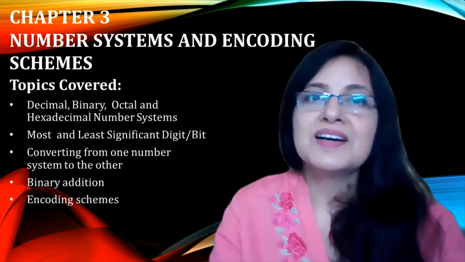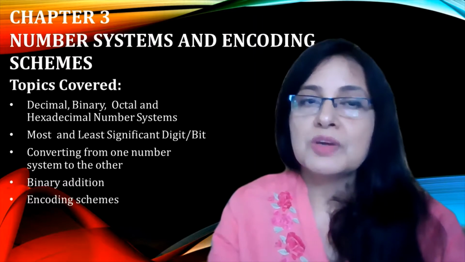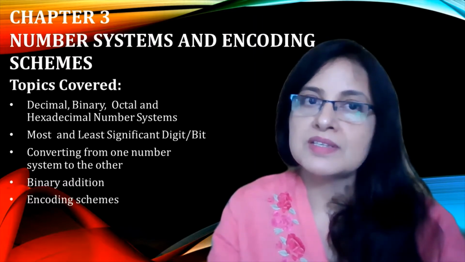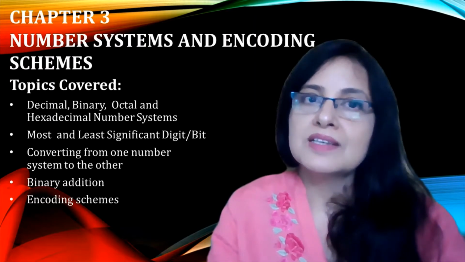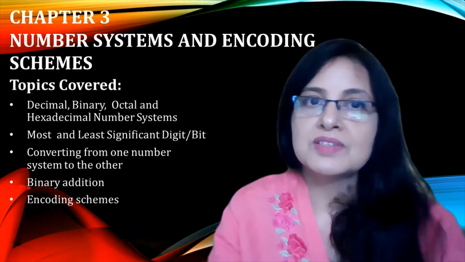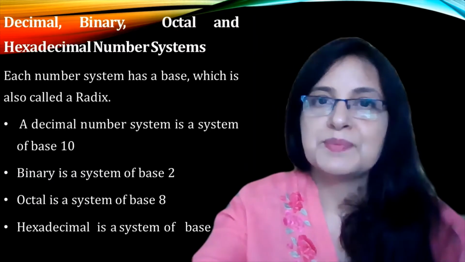Hi everyone, we start with chapter 3, Number Systems and Encoding Schemes. Topics covered are decimal, binary, octal and hexadecimal number systems, most and least significant digit or bit, converting from one number system to the other, binary addition and encoding schemes.